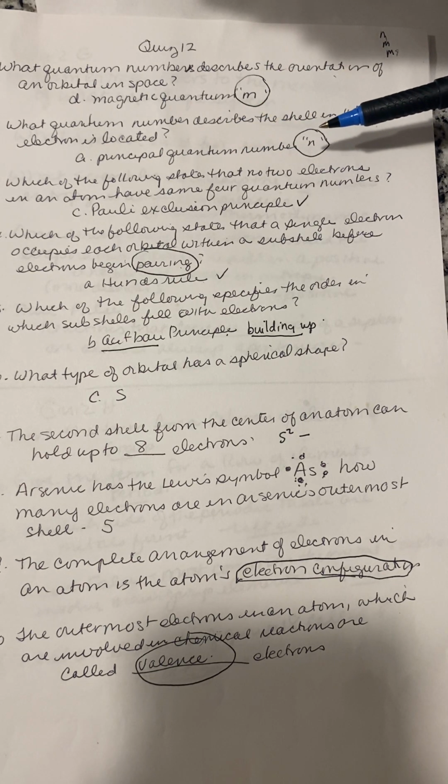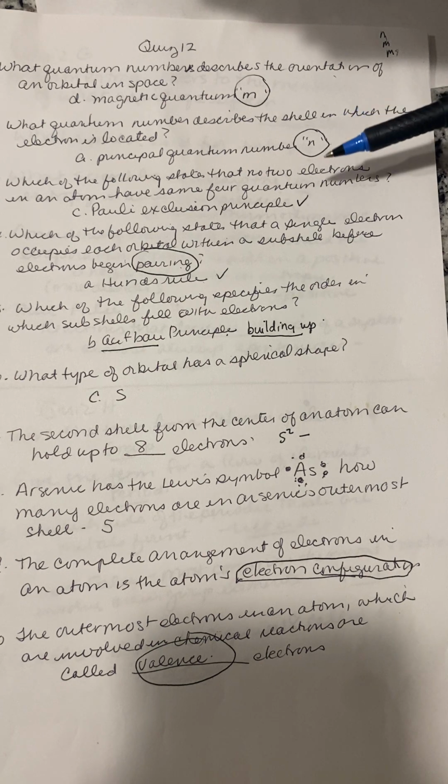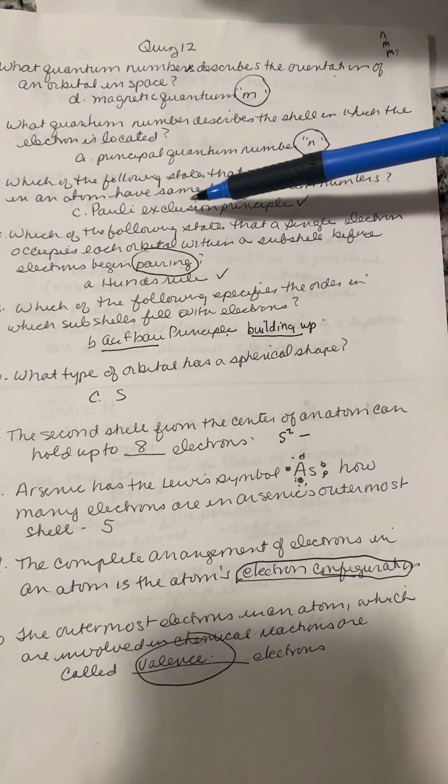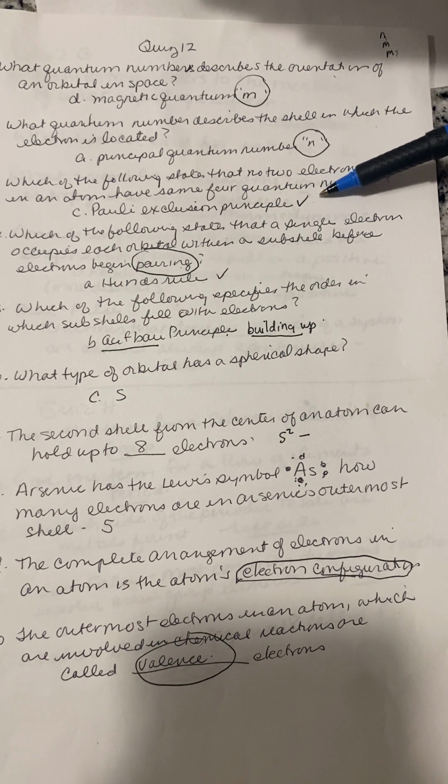Which of the following states that no 2 electrons in an atom have the same 4 quantum numbers? The reason they don't, when you get down to the spin, you have usually a positive spin and a negative spin, because the same electrons can't have the same 4 numbers. So that's called the Pauli exclusion principle. It means that they can't have all 4 quantum numbers the same.